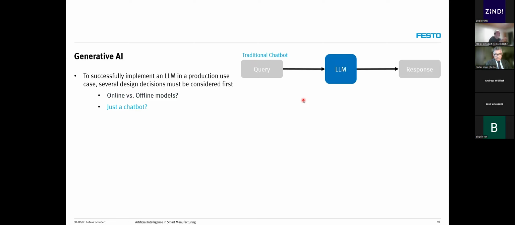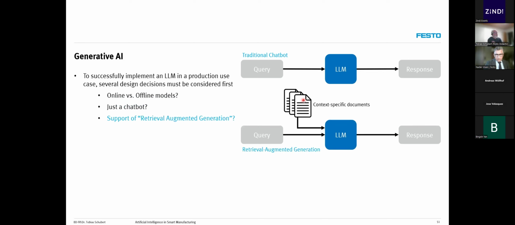Yeah, so we focus on offline right now. Is it just a chatbot? So that we all know, I would say no, it's not just a chatbot. On its own it's not a solution, because there's no benefit for production or manufacturing. Support of retrieval augmented generation, yes, that's where we focus on, definitely.